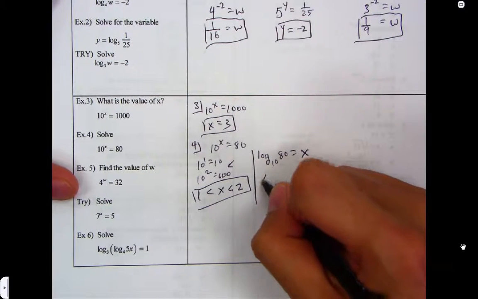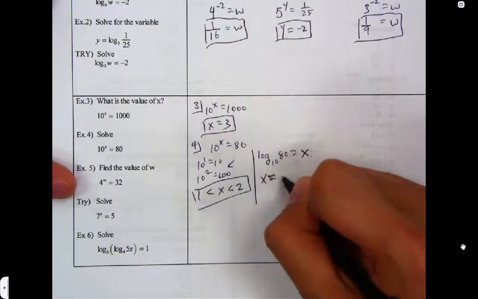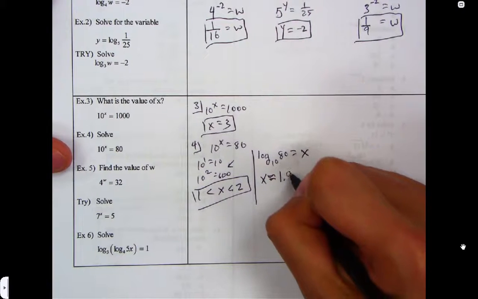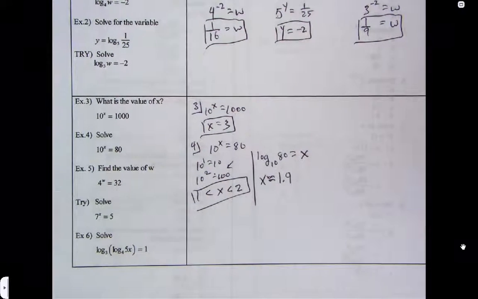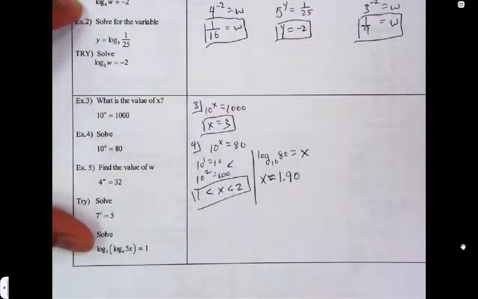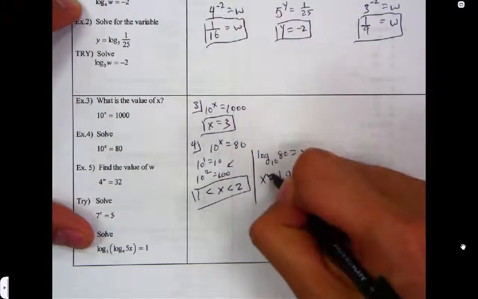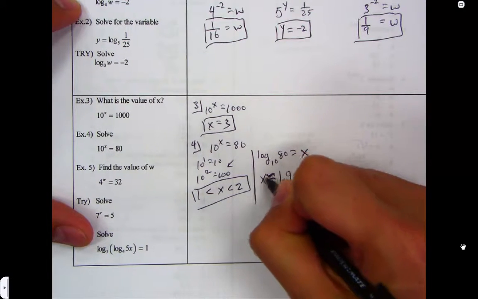And I'm going to put that in my calculator. X is approximately equal to 1.90. Alright, so since we're rounding, that's why the squiggly sign went there.